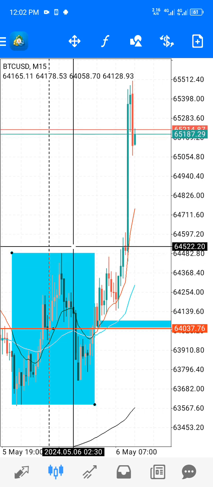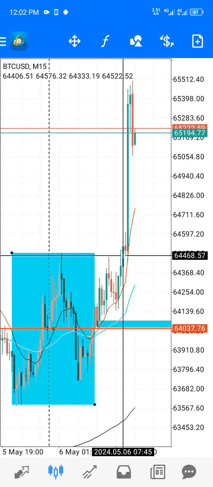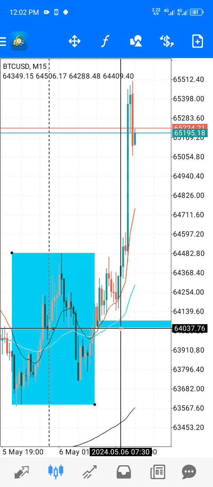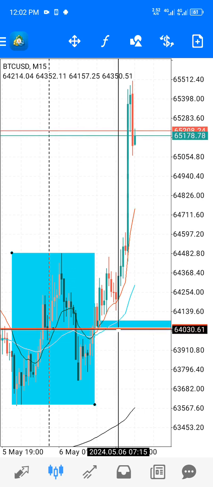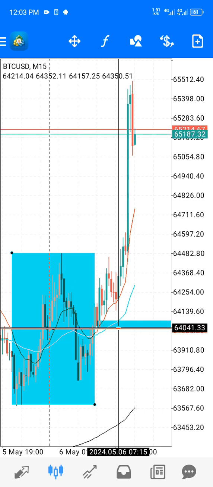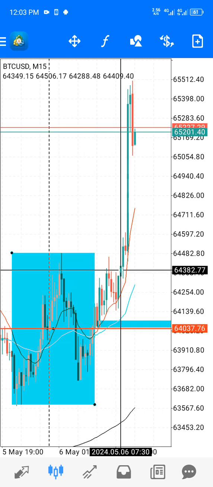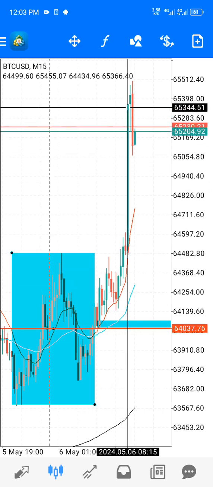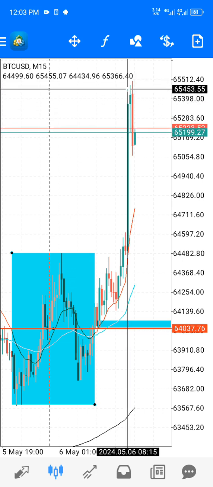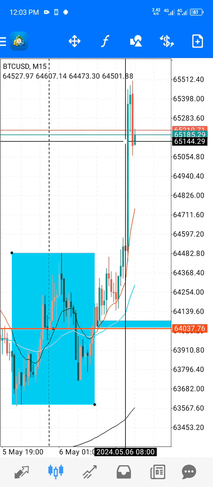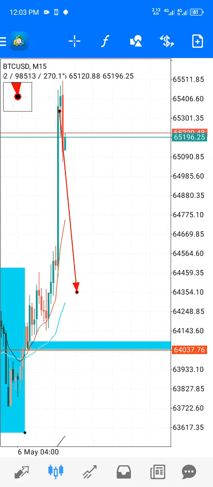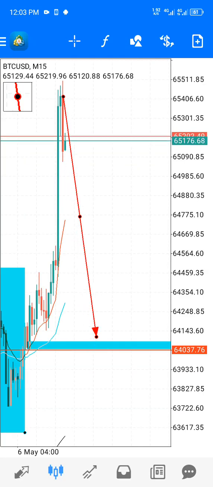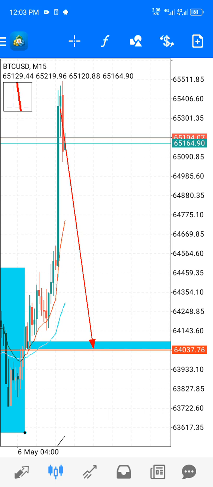But if it stopped from this candle here and then turned to the middle of the Asian box, then we take a trade. I'm going to explain that. First of all, we're supposed to get price breaking out of the Asian box. Then we wait for this price to come back in the middle of the Asian box.